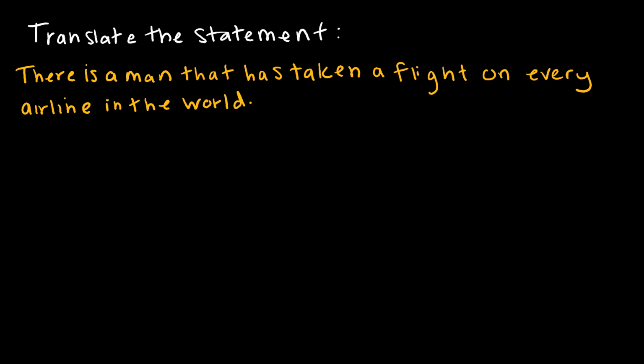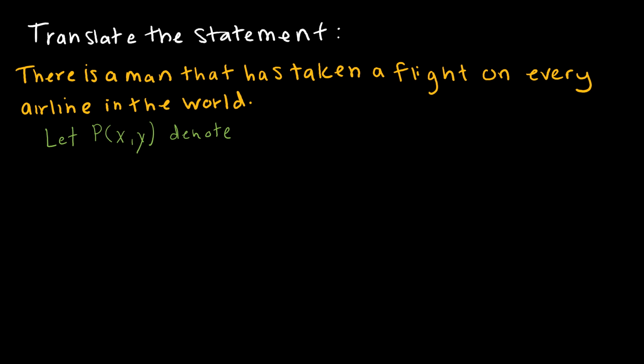Okay, now we're translating a statement from English into predicate logic using quantifiers, and we are not given what those predicates are. So this is a little bit harder. And so essentially what we need to make sure that we do here is we have to tell everybody what our predicates will be. So let P(X,Y) denote what? So there's a man that has taken a flight on every airline in the world.